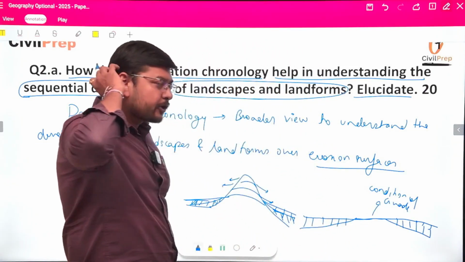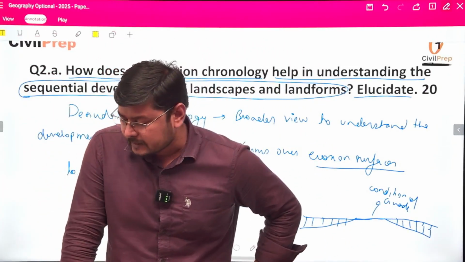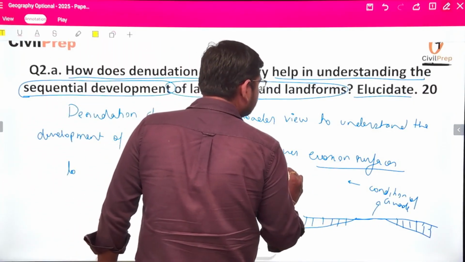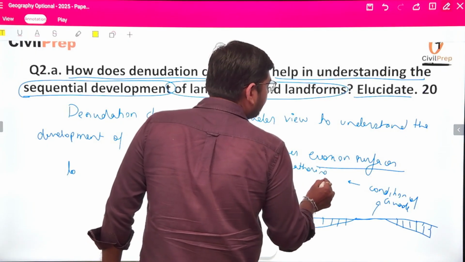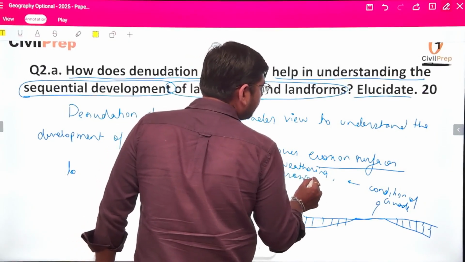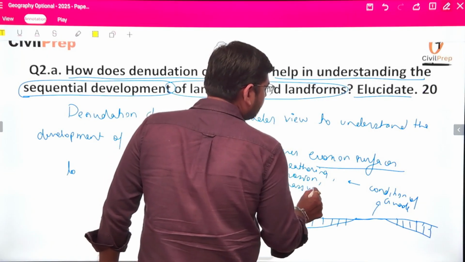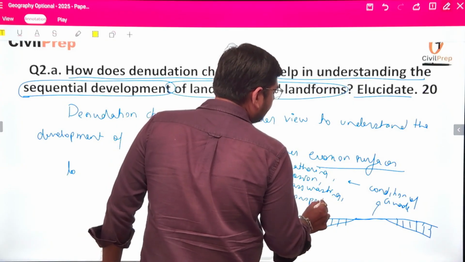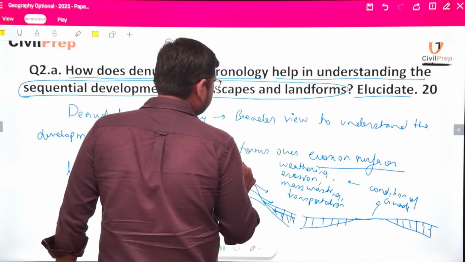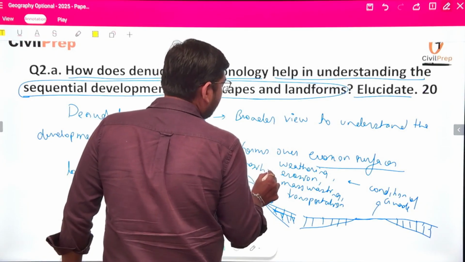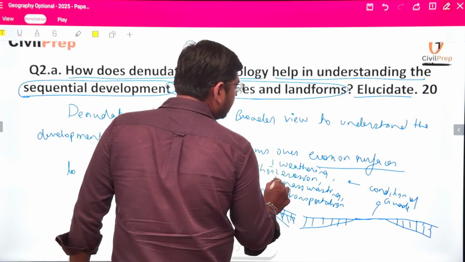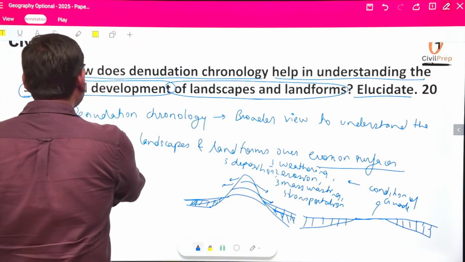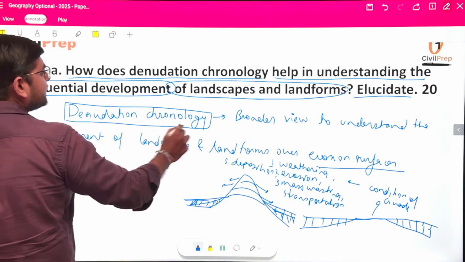Condition of grade, or condition of equilibrium between the endogenetic and exogenetic processes. This is being done with the help of weathering, erosion, mass wasting, also transportation and deposition. So all these processes, 1, 2, 3, 4, 5, are important and they are being highlighted under the denudation chronology. Therefore, this denudation chronology is seen as a broader view.